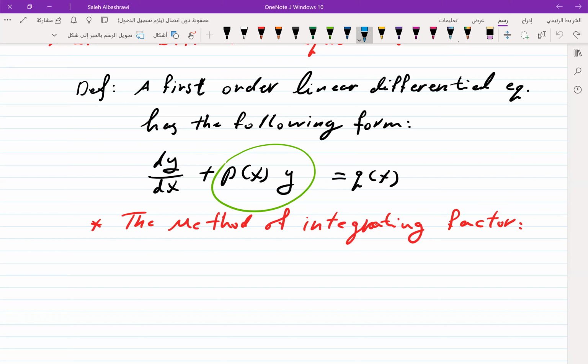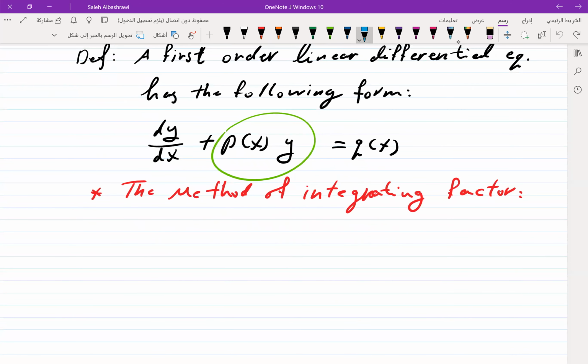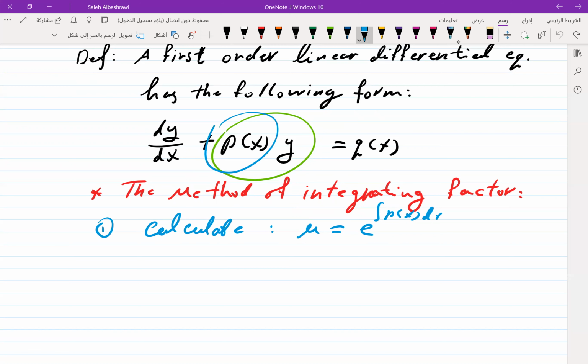For the integrating factor method, we have three steps. Step number one, calculate mu, which is equal to e to the power of the integral of b(x) dx. This is the integrating factor that we are looking for. Take the coefficient of y, integrate it, and raise e to that power.